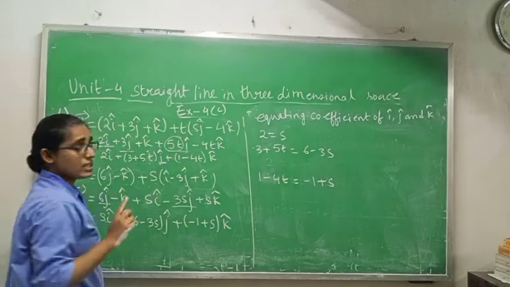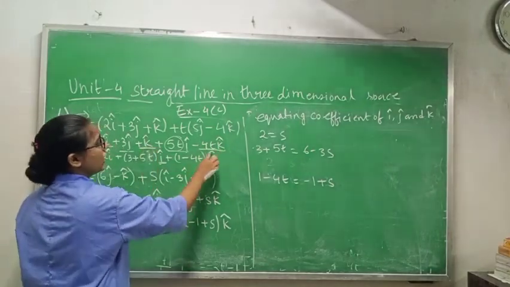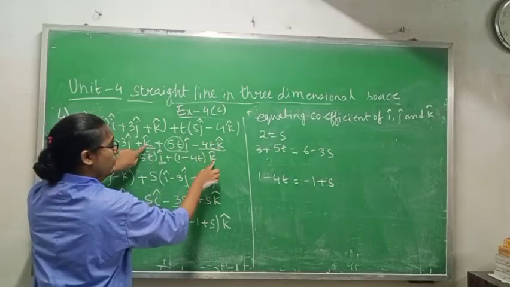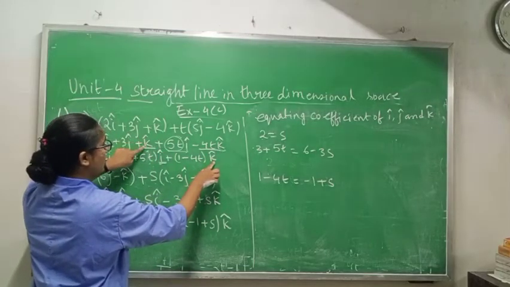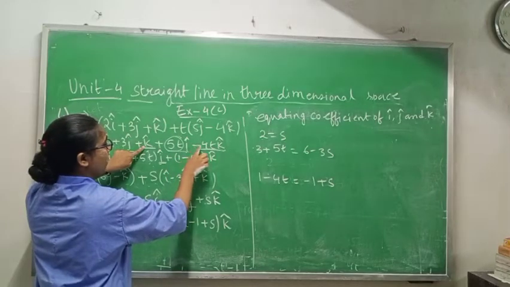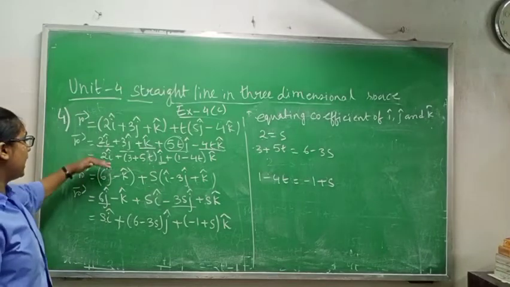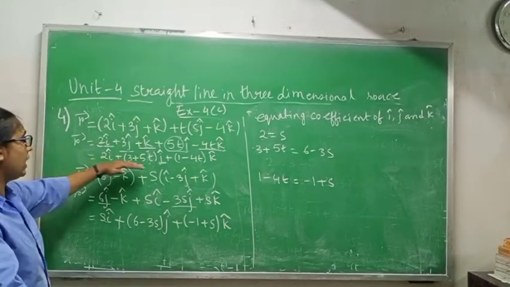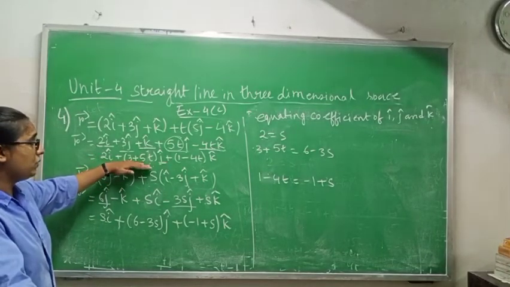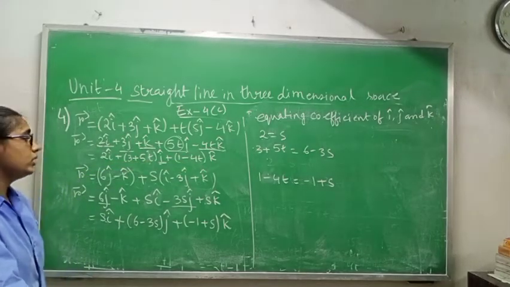Okay. Now you will see k cap. Here k cap and here minus 4t k cap. So k cap you will take common. Here you have nothing because you have already taken k common, so you will write 1, and here you have minus 4t. Okay. So you are getting the vector as 2i cap, with j cap you have 3 plus 5t, and with k cap you have 1 minus 4t.